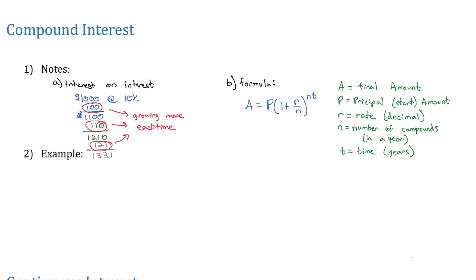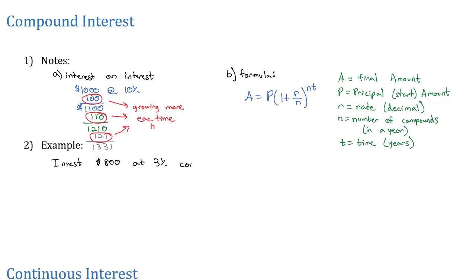And so this is just a matter of using that formula and evaluating how much money ends up in the account. So for example, let's say we invest $800 at 3% interest, compounded quarterly, for 5 years. We want to know how much is in the account.